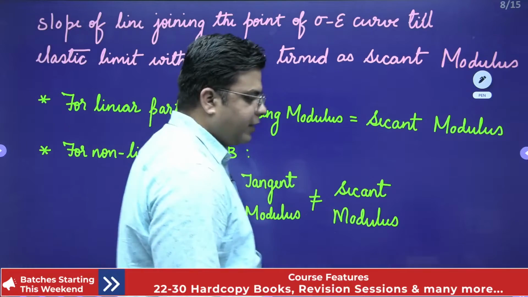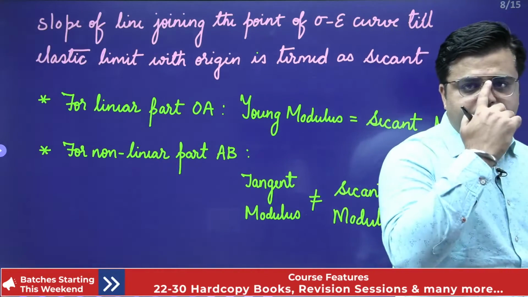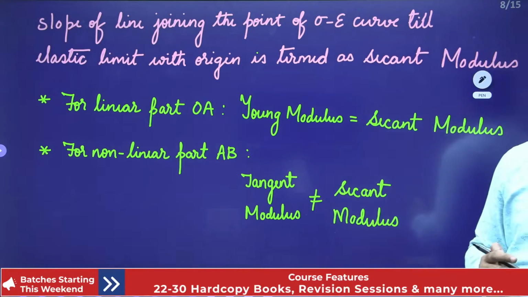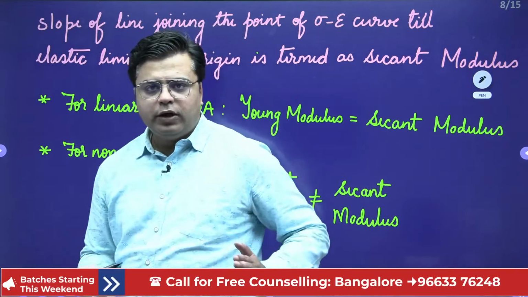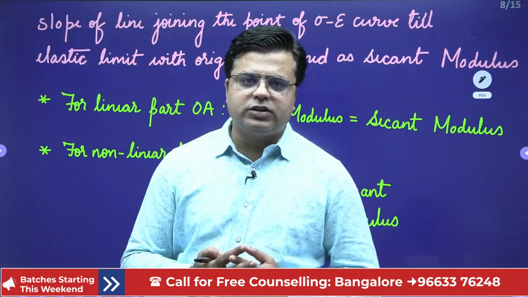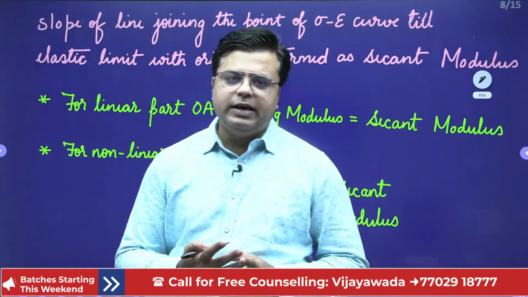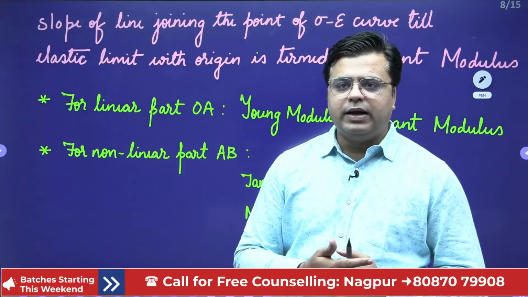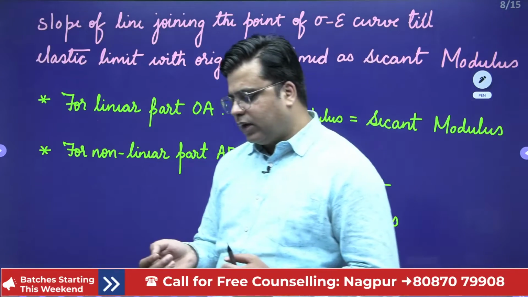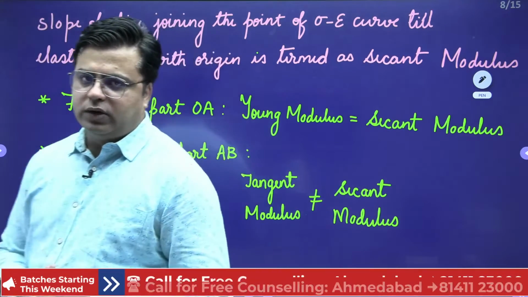So these are the three varieties of moduluses that we have. Young's modulus is very much simple. Young's modulus is the slope of the initial part of the stress strain curve, and that is the linear part, till point A, up to which Hooke's law is valid. The slope of that part is known as the Young's modulus.